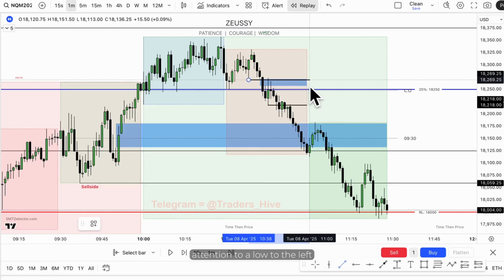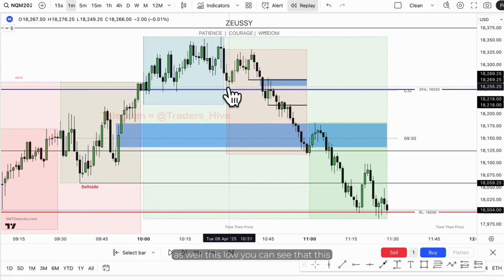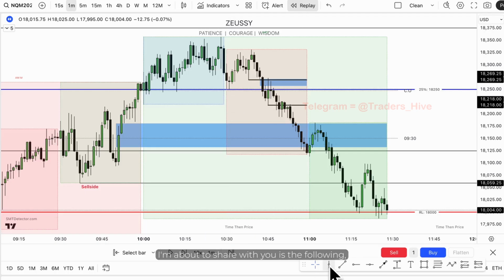When you pay attention to the low to the left as well, you can see that this low is also important, because it's the low that formed exactly at 18,250, and it's the low that formed at 10:31. Now, what I'm outlining to you is that I'm paying attention to at what time important lows and highs are forming. And by paying attention to time, in this case through the lens of 10-minute cycles, what I'm about to share with you is the following.